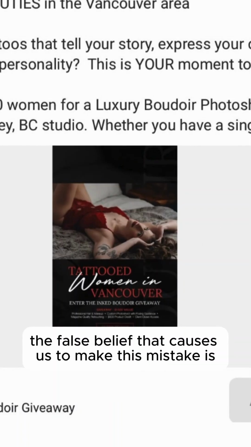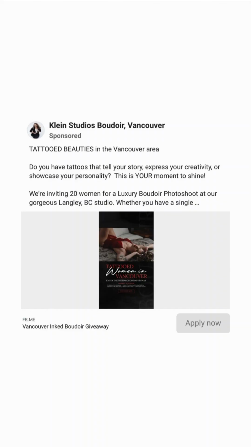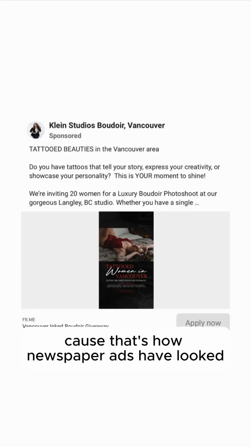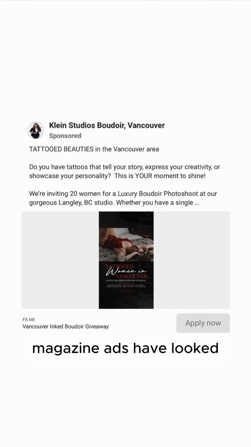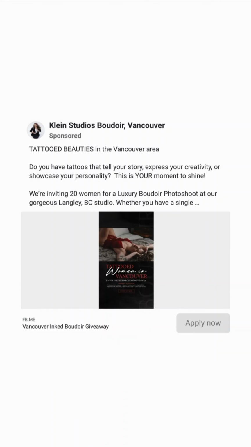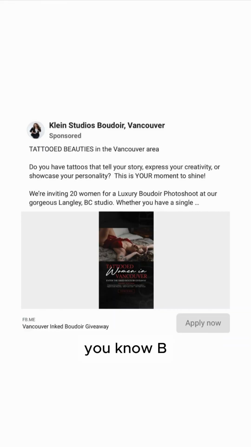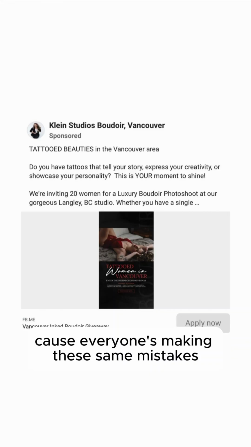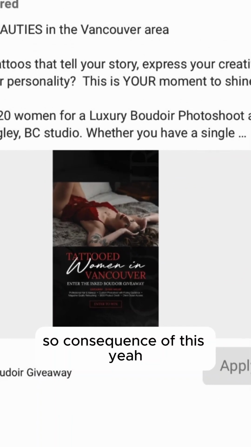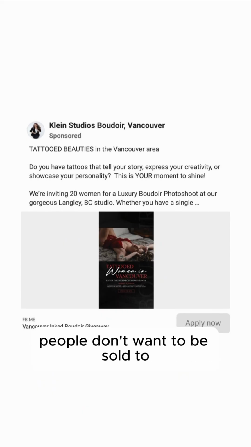Creative. All right, the creative looks like an ad, so it's the looks-like-an-ad mistake. The false belief that caused us to make this mistake is we believe our ad should look like ads because that's how newspaper ads have looked, magazine ads, TV commercials, and any other boudoir Facebook ad on Facebook. They all look like ads. But again, BLCS is the most common thing I'm seeing, because everyone's making these same mistakes. So the consequence of this is way more women are going to be scrolling on by, and our ad is not entering their brain, because people don't want to be sold to.